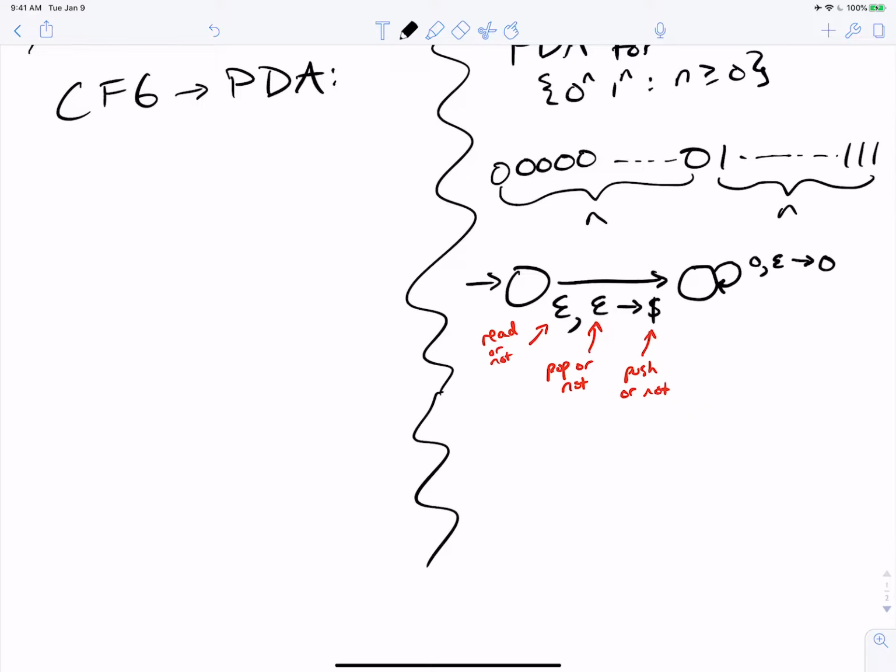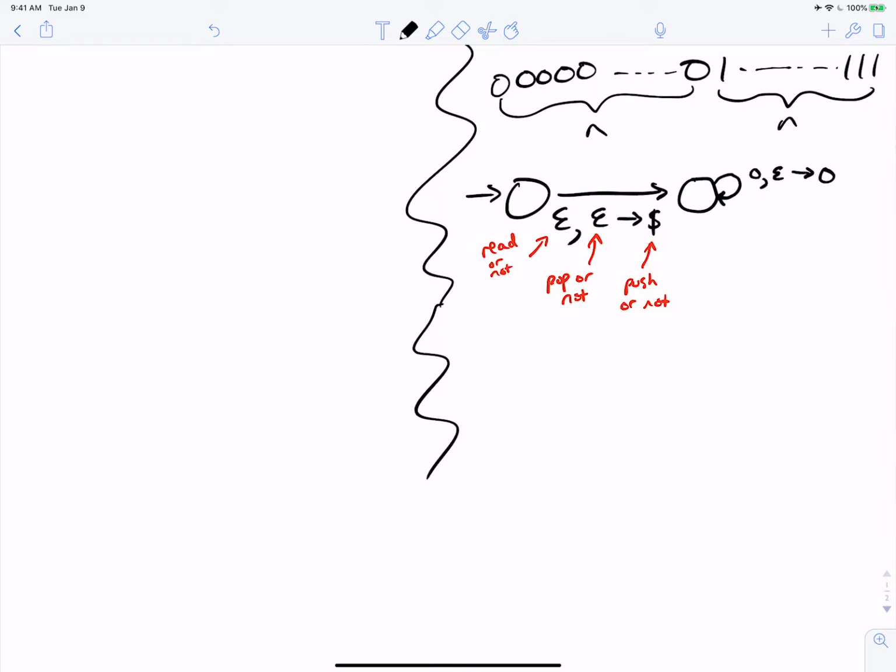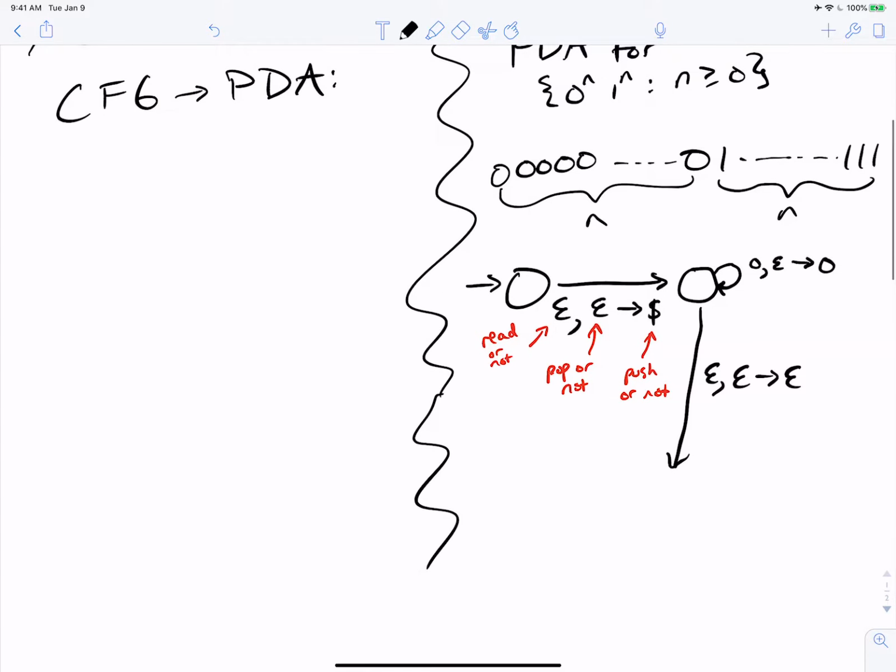Now at some point we're going to reach 1s, hopefully. So what's going to happen is I'm going to do something here and then we can address it after. It may seem a little weird what I'm going to do, but there's a reason for it. I'm going to come down here and have a transition that does nothing. It doesn't read anything, it doesn't pop anything, it doesn't push anything. That may seem really weird, and we'll address why that is.